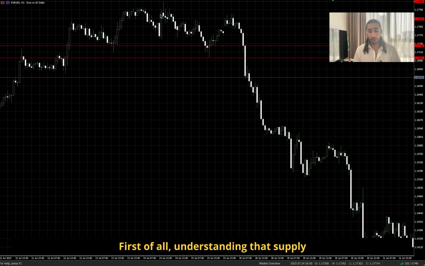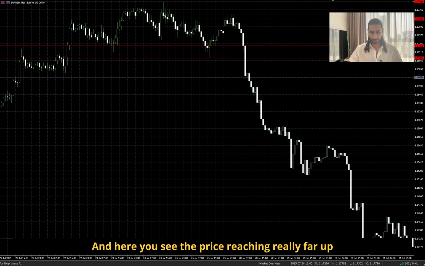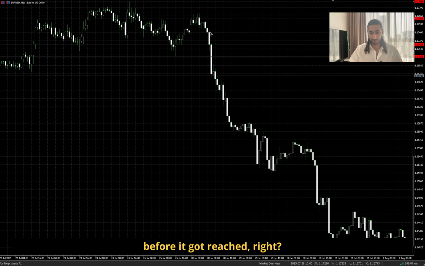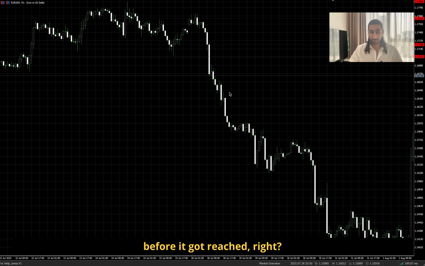First of all, understanding that supply and demand areas are areas and not lines. So it's not a particular price, it's an area of price. You see that price from here to here, from here to here. You got the price reaching really low before being pulled back up. And here you see the price reaching really far up before being pushed back down. And this is the dynamic that you had for a few days before it got breached, right?